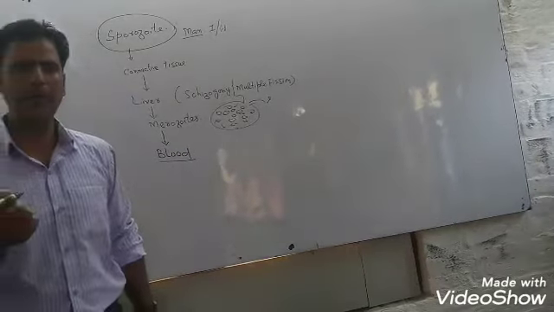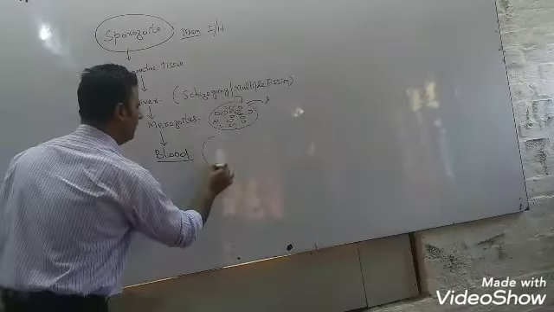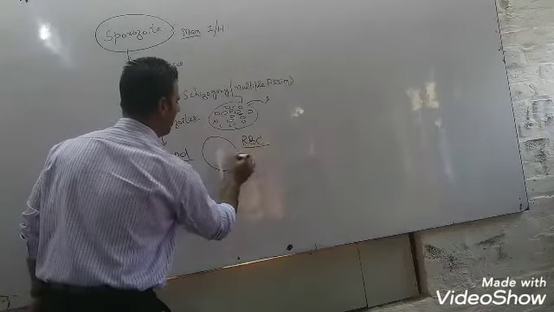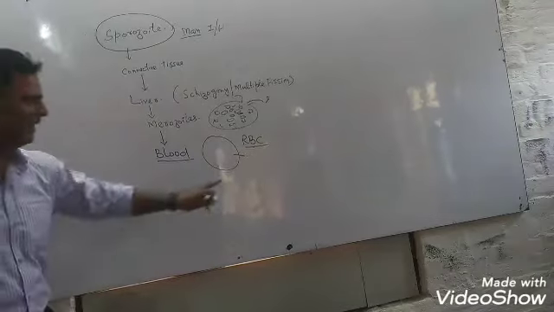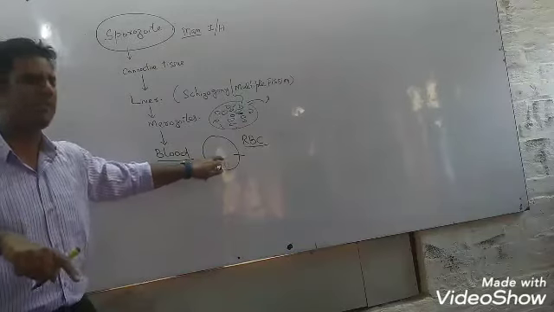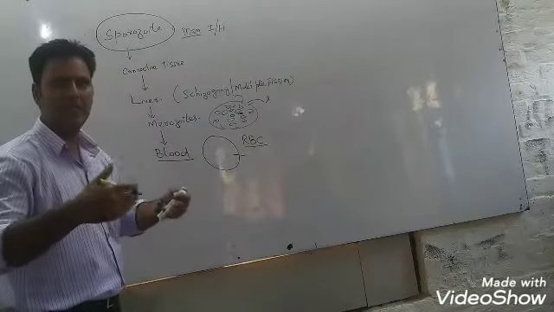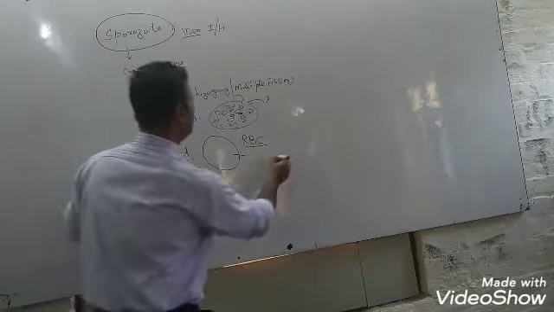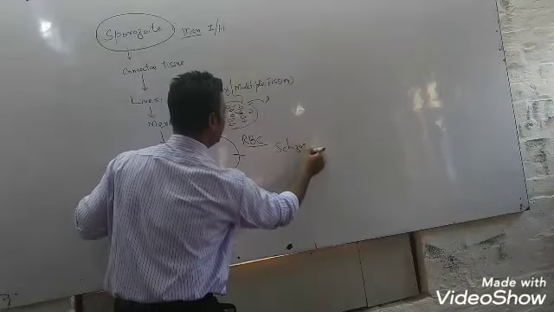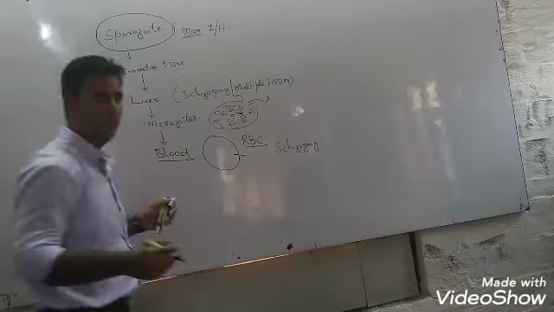They will enter the blood, and in the blood, they will be entering our RBCs. In the RBCs, there is one more cycle of asexual reproduction, which we call the same thing, schizogony. Schizogony will be taking place.